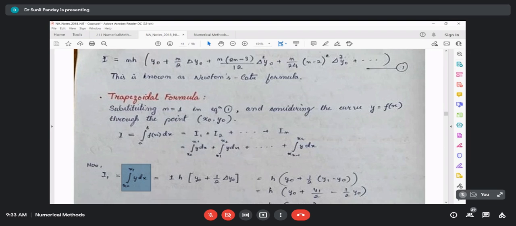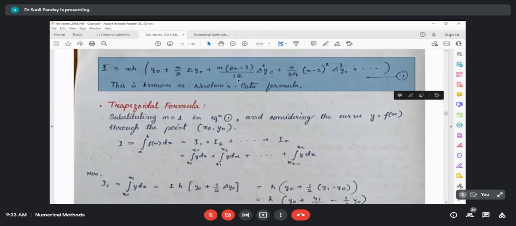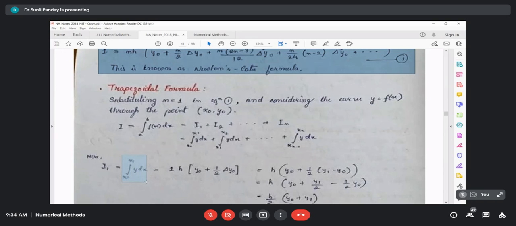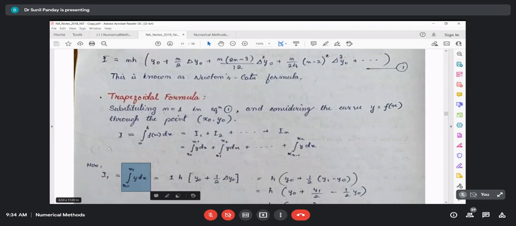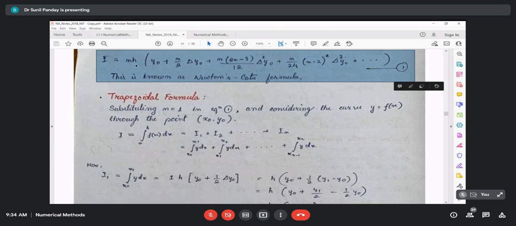Now you can see in the Newton quadrature formula we have this one. This formula is applicable when we have divided the given integral into n subintervals, and here n represents the number of subintervals. But here we have only one interval, x0 to x1 y dx. So one interval means I have to substitute n equal to 1 in this formula.